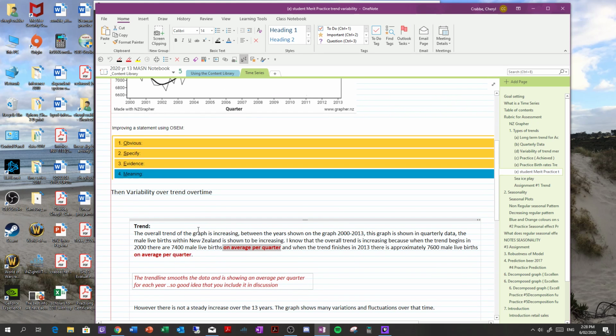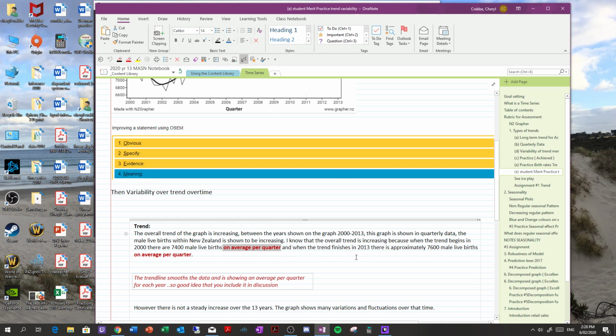So if I was to write this out as an achieved level trend, overall trend, I would say the overall trend of the graph is increasing between the years shown on the graph, 2000 to 2013. This graph is quarterly data of male live births within New Zealand, and it's increasing. So you need to say it's increasing. And then you need to give the evidence.